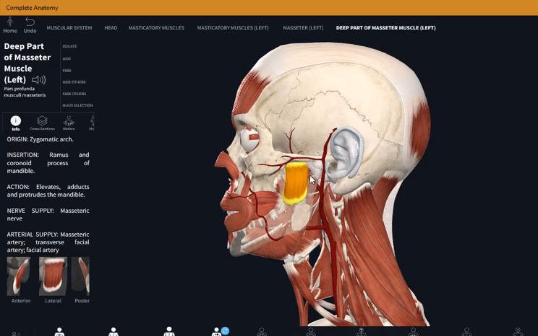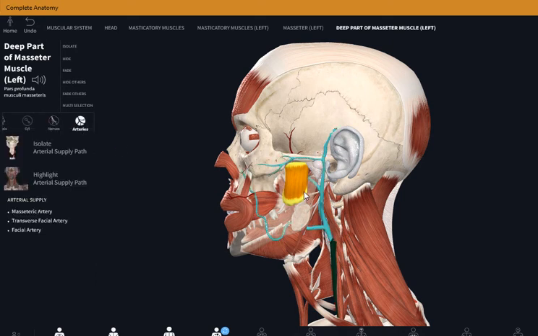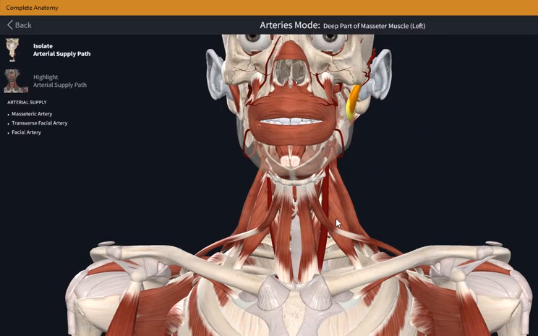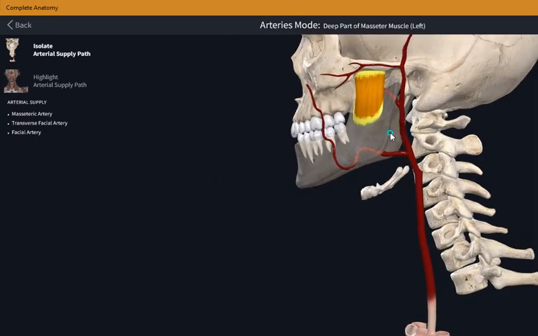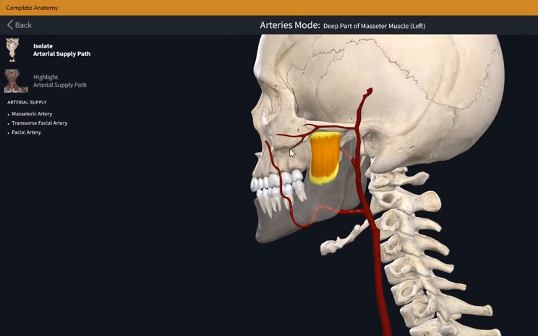So it's going to have the same content as with the mandible, with the arterial supply. Let's see the arterial supply to the masseter now, and we isolate it. The arterial supply will be from the facial artery and also from this artery here. The artery here is the transverse facial artery. These are the two main arteries involved in the supply of the masseter.